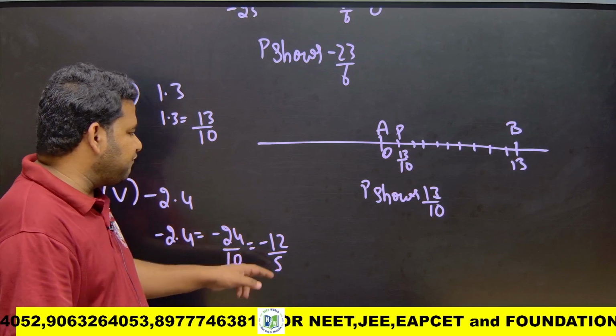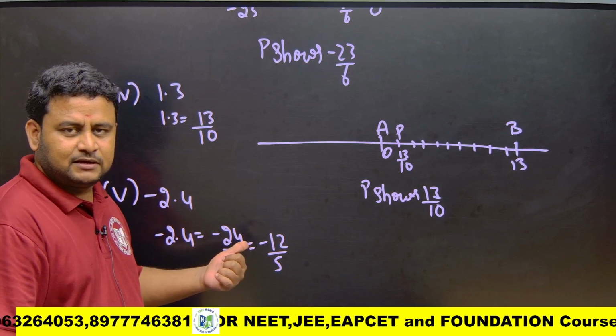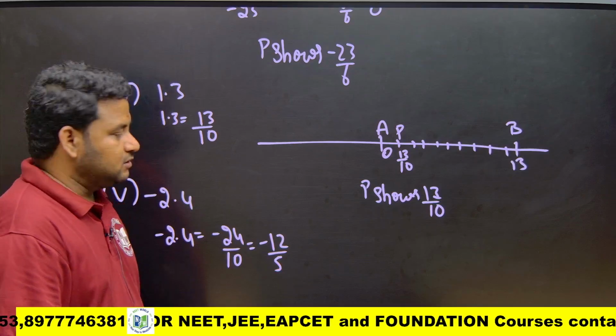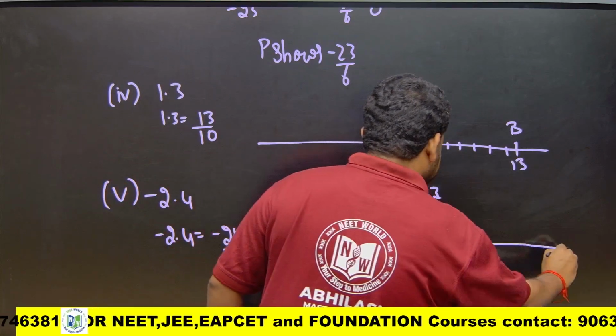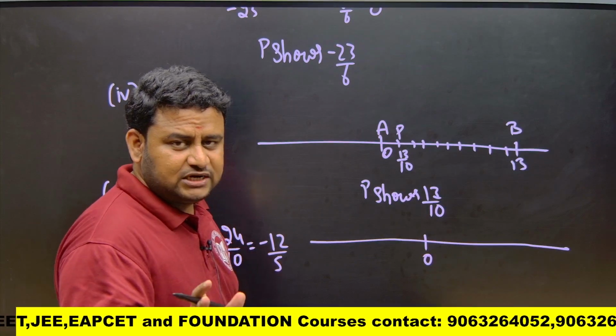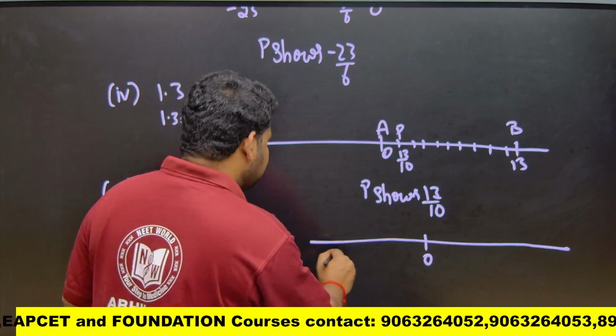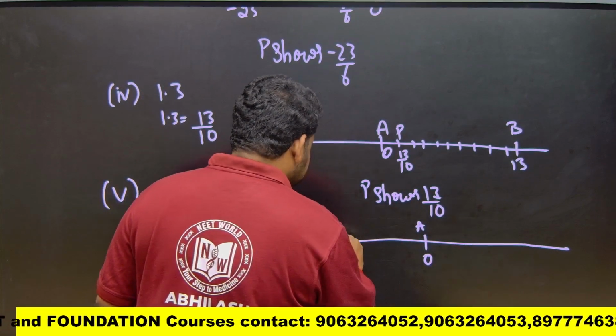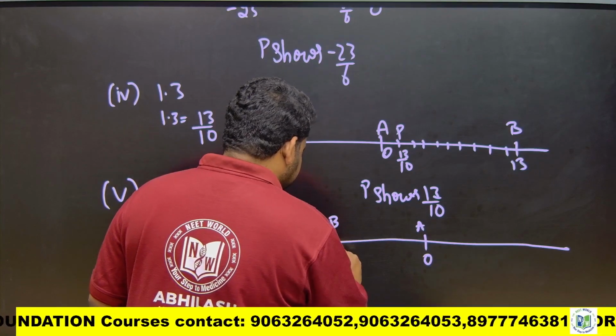Out of 12 and 5, which is the bigger number? 12 is the bigger number. So first I should represent 12. Let me take the number line. This is 0. I should represent 12, but have they given only 12? They have given minus 12. So this will be A, this point will be B, and this will be minus 12, friends.